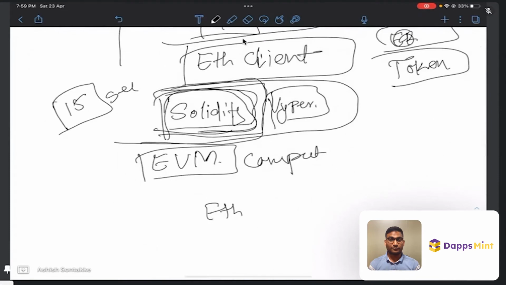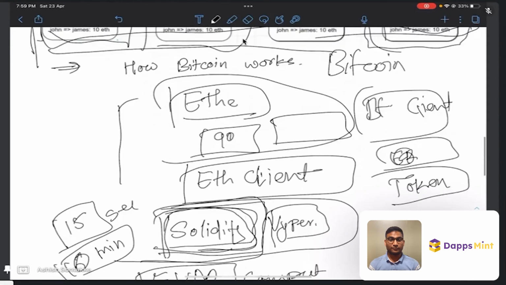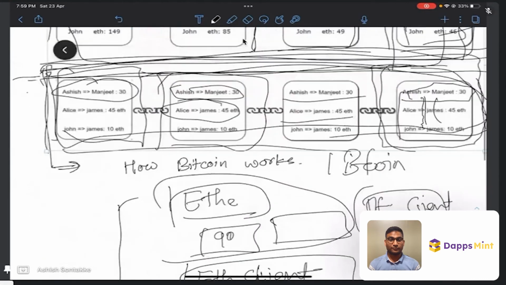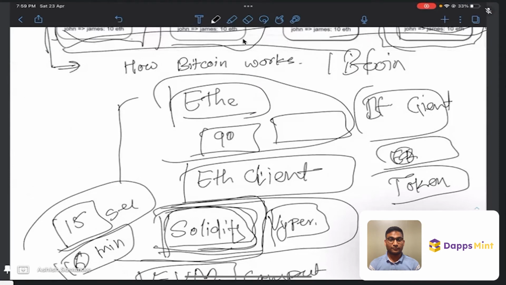For Bitcoin, the block is added every 10 minutes. So if I send a transaction to you, I have to wait at least 15 seconds to confirm to you that I have sent the transaction. That is the minimum.